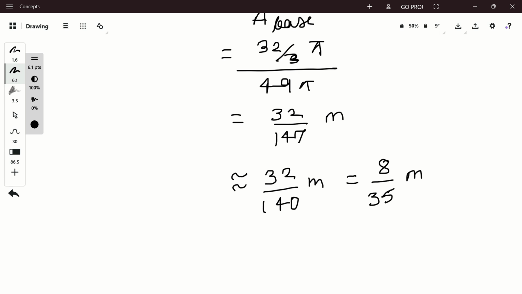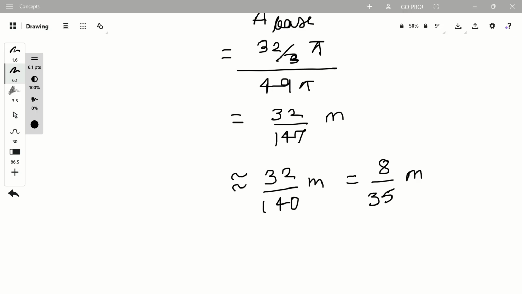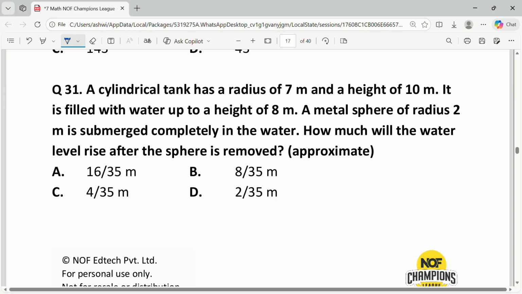The water level will fall by approximately 8 by 35 meters after the sphere is removed. The question asks for the rise after the sphere is removed, which is 0. Or it might be asking how much the water level rose when the sphere was submerged. Assuming the latter, the water level rises by 32 by 147 meter, which is approximately 4 by 35 meter. Comparing with the given options, the answer is B, 8 by 35 meters.